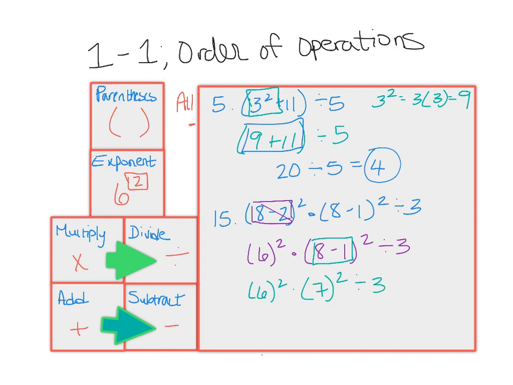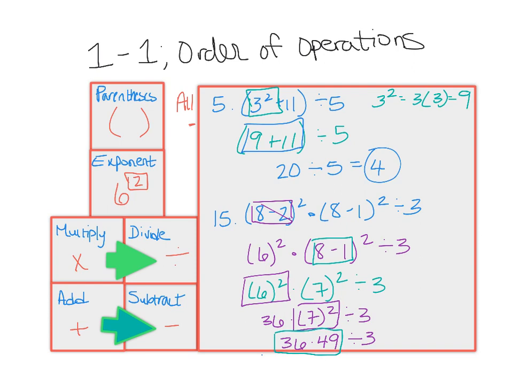Now my next step is to do the exponents. So 6 squared is like saying 6 times 6, and we get 36 times 7 squared divided by 3. Now I need to do the 7 squared, which is like saying 7 times 7. So we get 36 times 49, because 7 times 7 is 49, divided by 3. And then we have to multiply and divide left to right as we come to them. We come to division first.